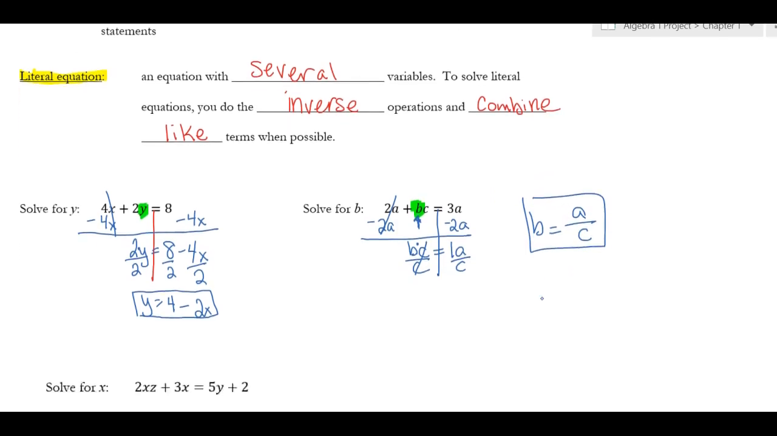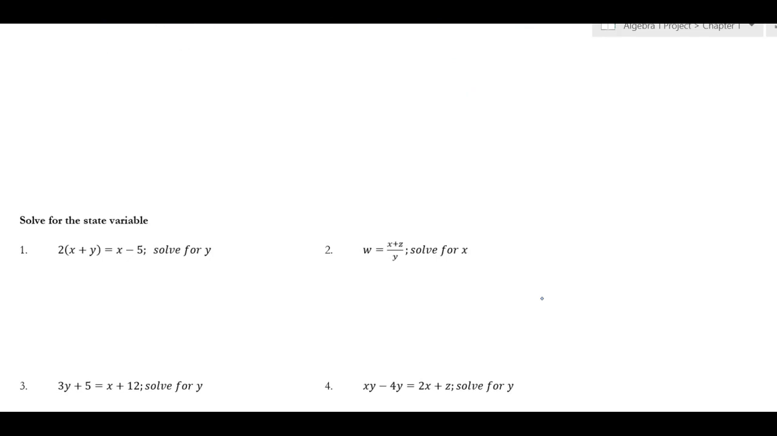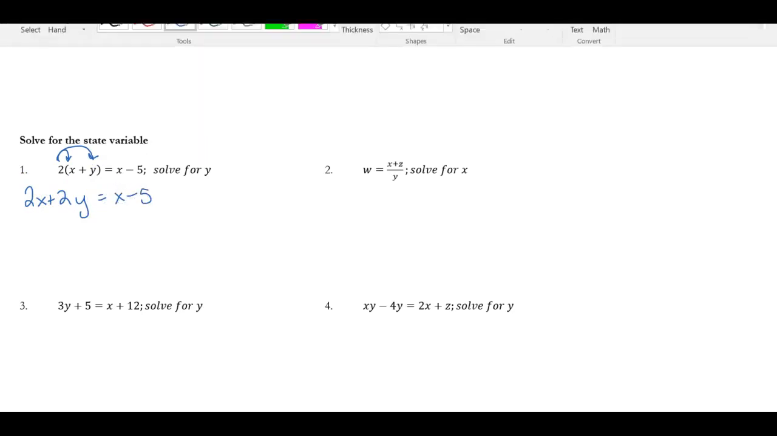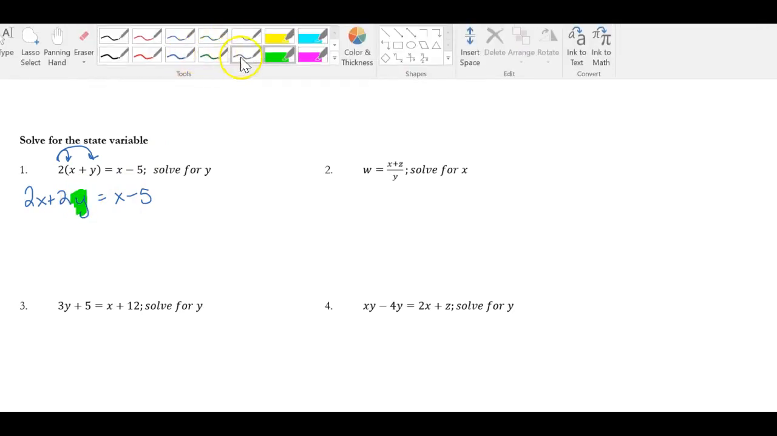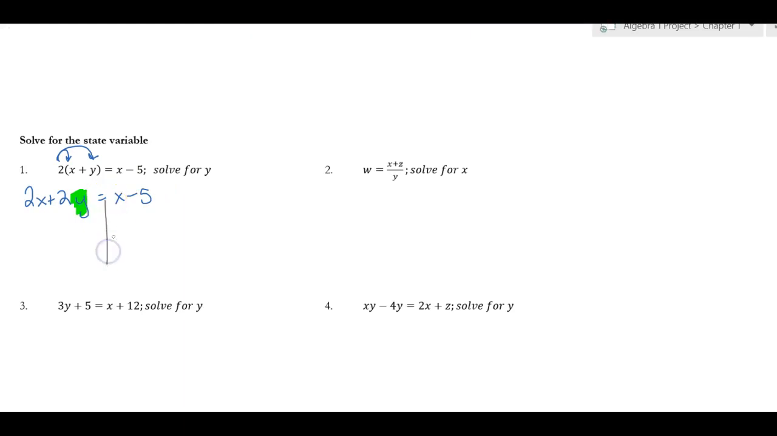All right, we're going to skip this next example for a little bit, and what I want you to do is try and solve number 1 and number 2. For number 1, I will tell you there's a hint. I would go ahead and take care of this 2 by distributing it first. So I'm going to help you with this first step. I'm going to distribute first because it's going to make it a little easier. So I get 2x plus 2y is equal to x minus 5, and you're solving for y. So see if you can figure out what you have to do to get that variable alone. Once you think you have it, go ahead and press play.